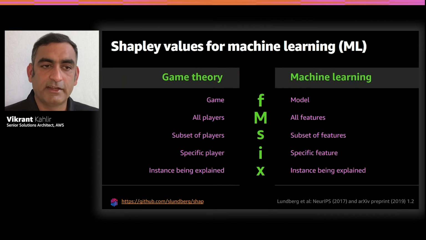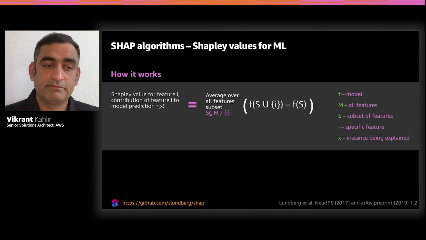Now the problem is, how do we translate this Shapley value concept to machine learning? It's very simple. All you have to do is take the same constructs of the game and translate them to the machine learning world. Your game becomes the model, your players become the features, your subset of players becomes the subset of features, your specific player becomes a specific feature, and your instance being explained, a specific example, remains the same. And this is a simple translation. This mapping is all you need to apply Shapley values to a machine learning problem. How about the maths? Even the maths remains the same. All you have to do is change the representation: the game becomes the model, and the player becomes the feature. That's it.